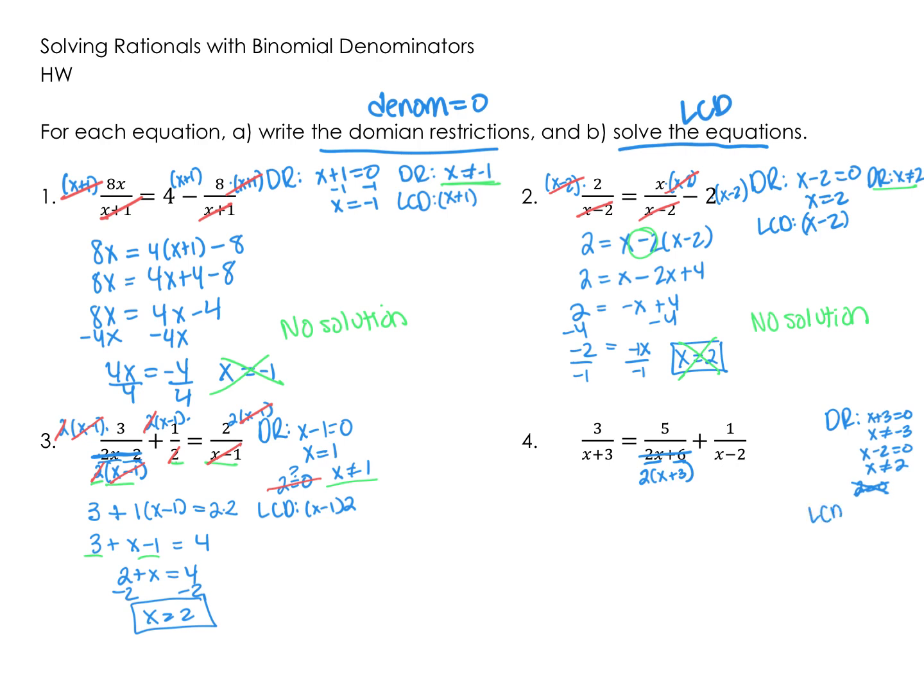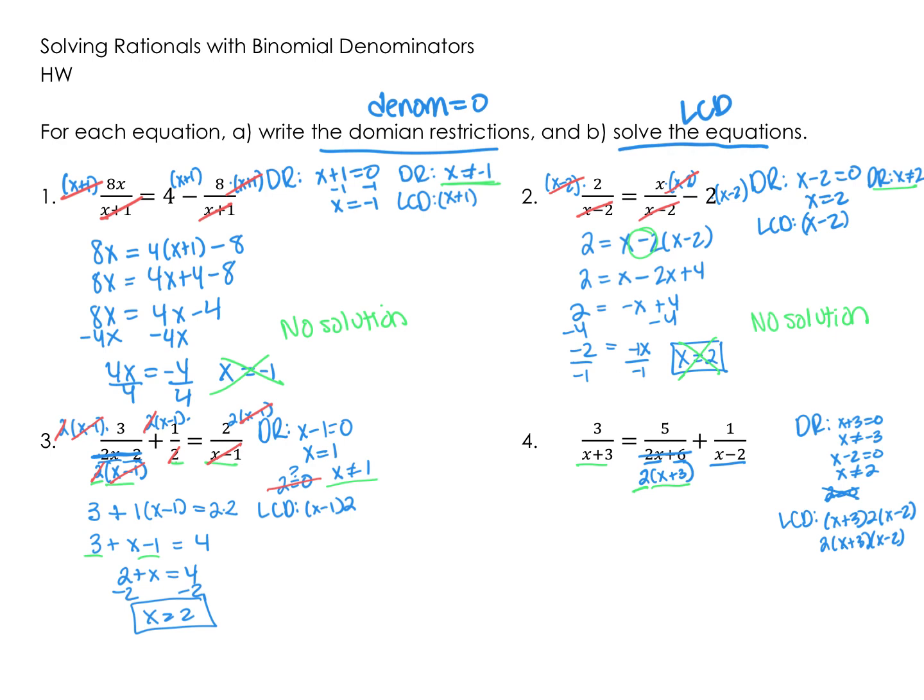And then for our LCD here, we've got an x plus 3 in common with these two. That needs to be a part of our LCD. We've got a 2 here by itself, so that needs to be a part of our LCD. And then we also have an x minus 2, so that also needs to be in my LCD. Or if you want to write it as 2 times x plus 3 times x minus 2, you can change the order. So that's our LCD.